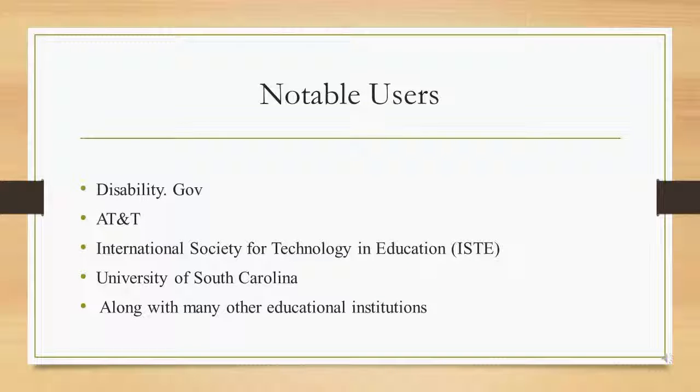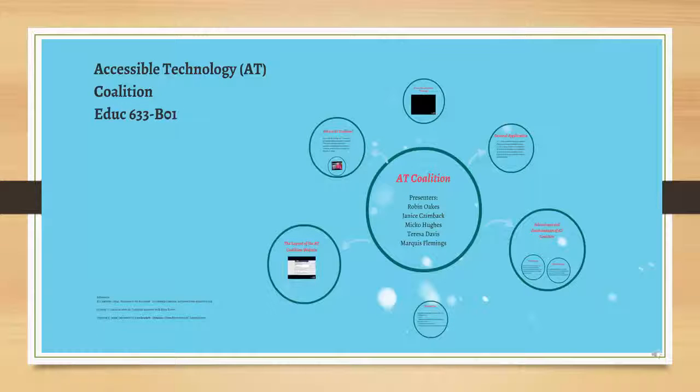Some of the notable users of AT Coalition are Disability.gov, AT&T, the International Society for Technology in Education, ISTE, University of South Carolina, along with many other educational institutions. So regardless of the disability, the age of the individual, or their overall needs, AT Coalition has the resources needed in which to benefit all individuals with special needs.